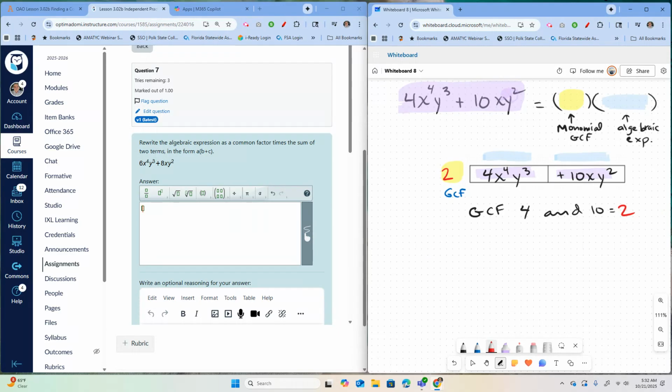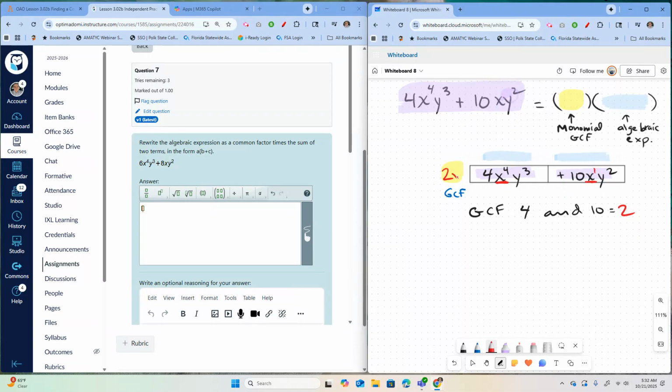And now I'm going to use the trick of the letters to find the GCF of the letters. I'm going to check if I have the letter X in common in each term, and I do. And I'm going to pick the X with the smallest exponent because the X is in common. Pick always the letter with the smallest exponent. This has exponent 4, this has exponent 1.